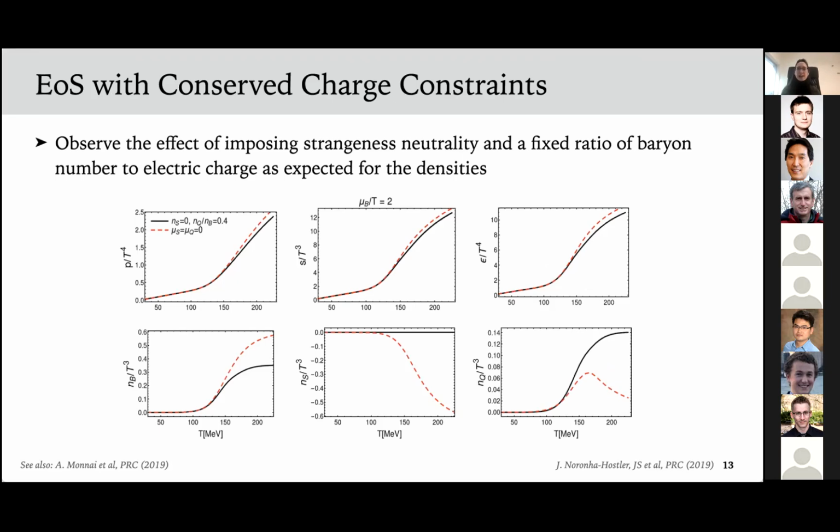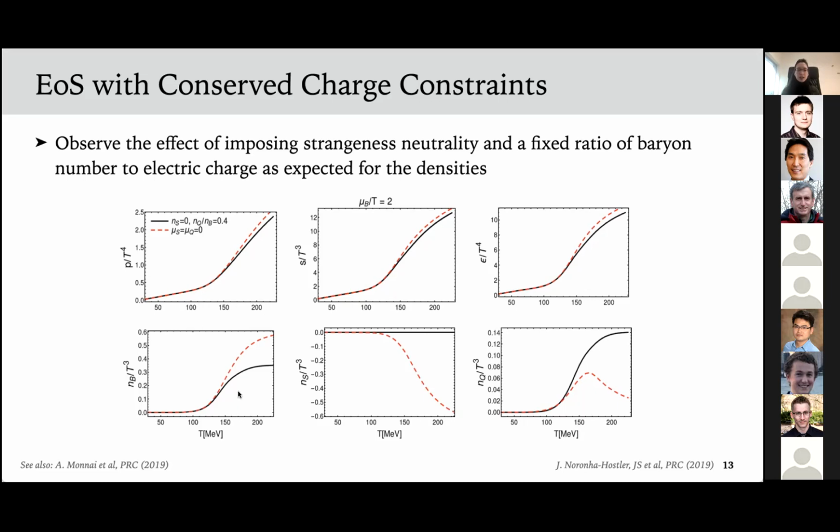So we made sure that our construction in terms of implementing these conditions on the conserved charges that are relevant for heavy ion collisions are actually achieved within our results. So for the different quantities that make up the equation of state, we looked at what does the pressure look like for vanishing values of mu S and mu Q versus the strangeness neutrality conditions. And you can see for the thermodynamic quantities like the pressure, the entropy, and the energy density, they're only affected at the higher temperature regimes.